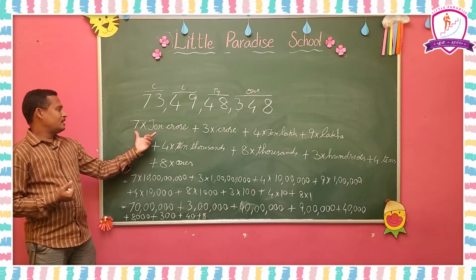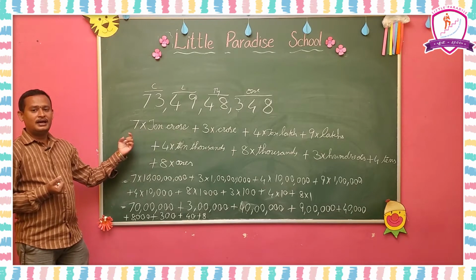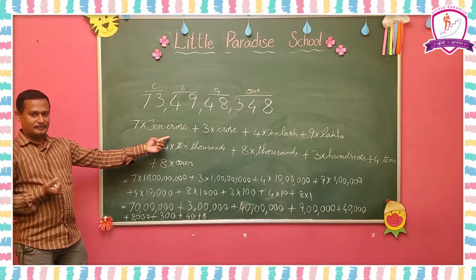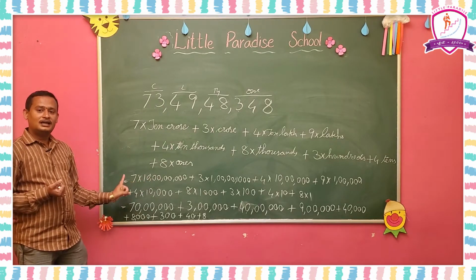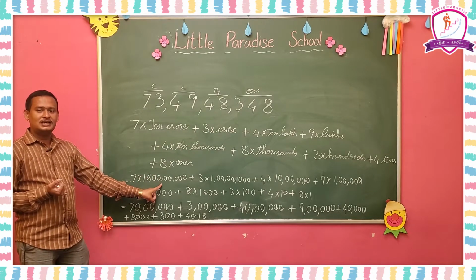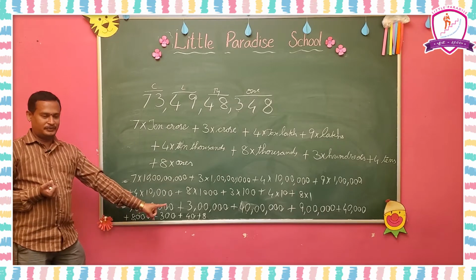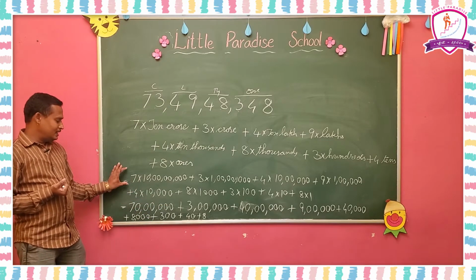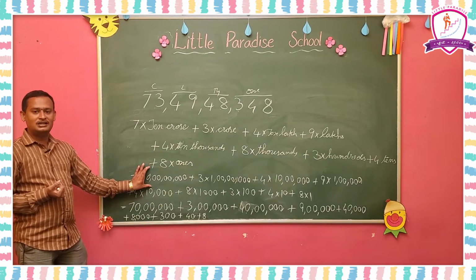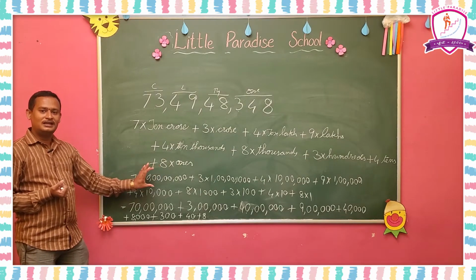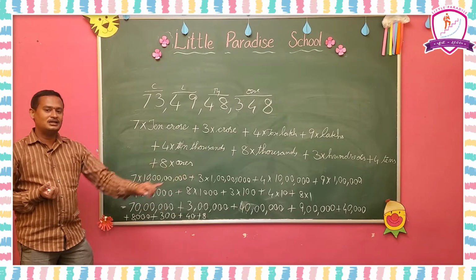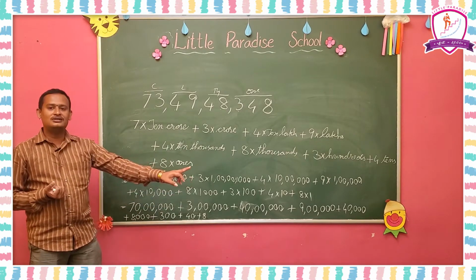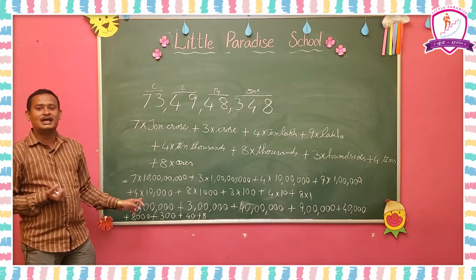Understood? First you have to write the number and the place. Next you have to multiply that digit with the place value. Place means you will get the place value. 7 is the digit, it is in 10 crores place. You have to multiply these two means you will get 70 crores. So like that you have to write the place values and add all the place values of the given digit means you will get the expanded form.